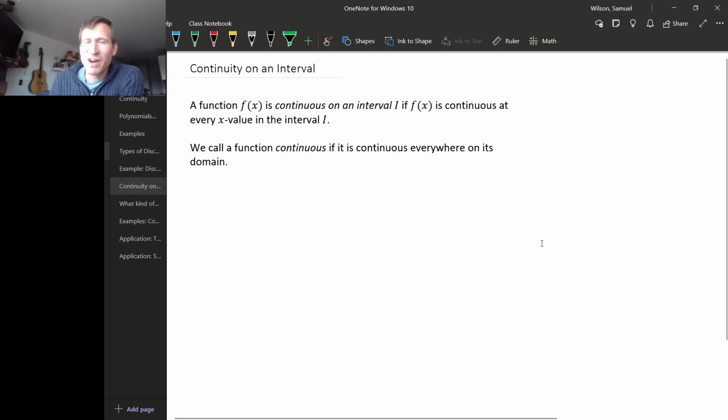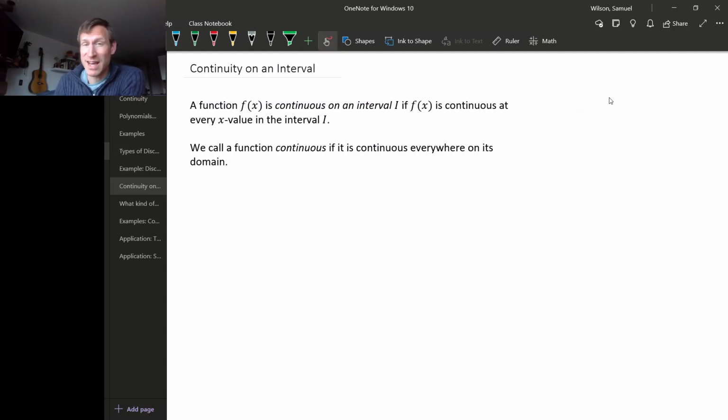Now that we've identified this phenomenon of continuity, you probably realize that most functions that we work with are actually continuous for most x values, or most input values. So it's nice to have some vocabulary to describe the phenomenon of being continuous not just at a single x value, but at lots of x values.